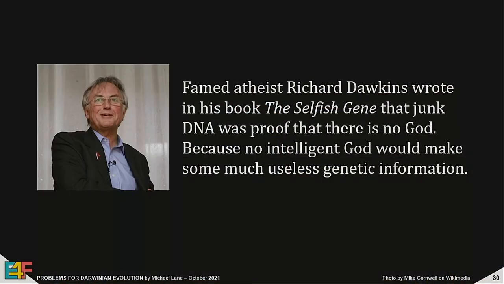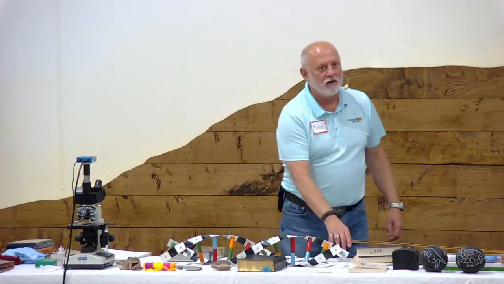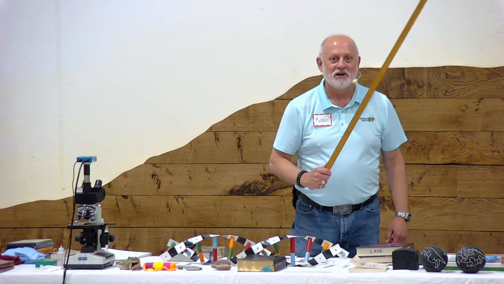Famed atheist Richard Dawkins. Oh man, you want to talk about somebody who hates the Bible, hates Christians. Dawkins wrote in his book, The Selfish Gene, that junk DNA was proof that there was no God, because no intelligent God would make so much useless information. He has now retracted that statement because now we're finding out, wow, junk DNA has a lot of information in it.